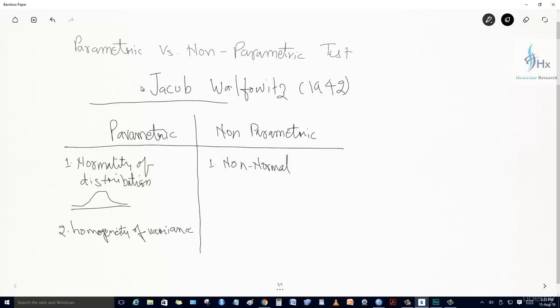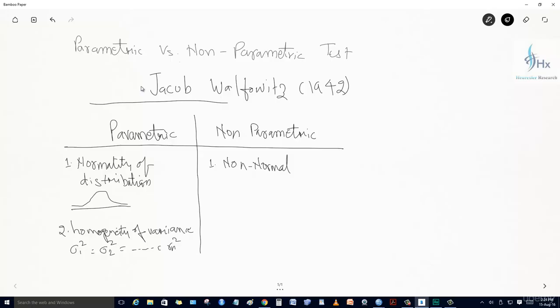Then the second important assumption of parametric tests is homogeneity of variance. It means what? When you are taking different groups for comparison, in that case the variance of scores in one group should be equal to the variance of scores in the other group, up to say n number of groups.